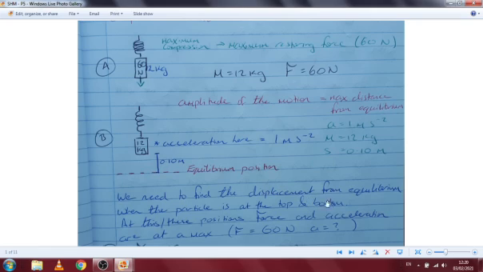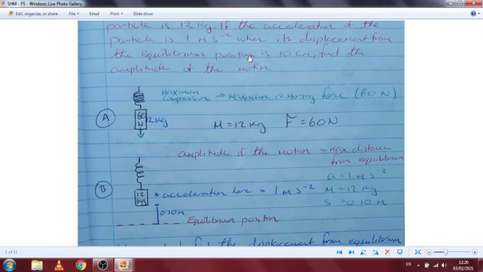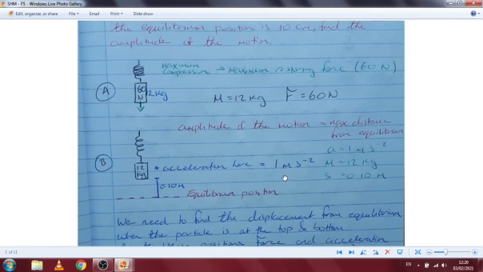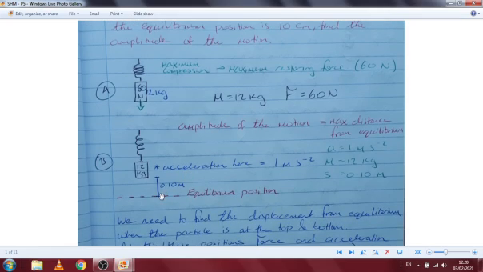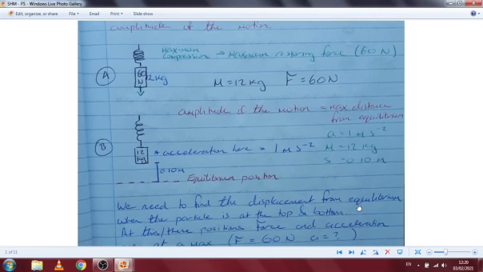So we need to find the displacement from the equilibrium position when the particle is at the top and the bottom, because that's what the amplitude is. So amplitude is its distance from its rest position. So I want to see where it is from the rest position up to here when it's at the max. That's what I need to find.